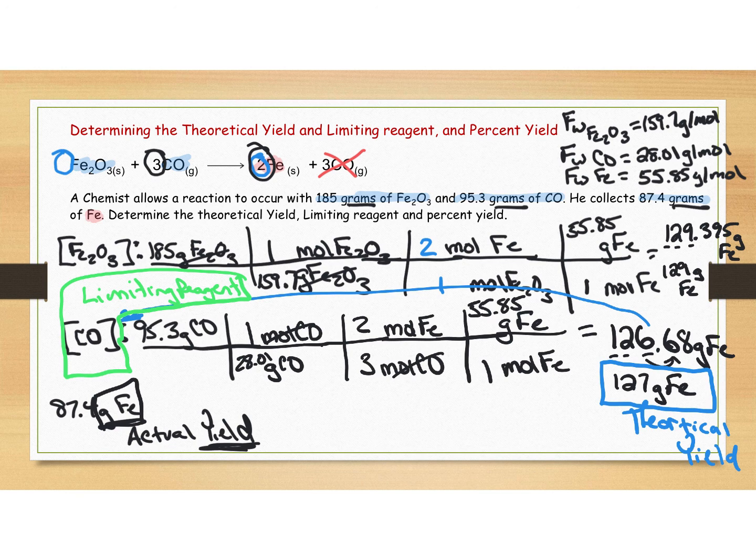So now I have to determine my percent yield. My percent yield is my actual, which was given, the 87.4 grams, divided by the 127 grams. So 87.4 divided by the 127 gives me 68.8%.